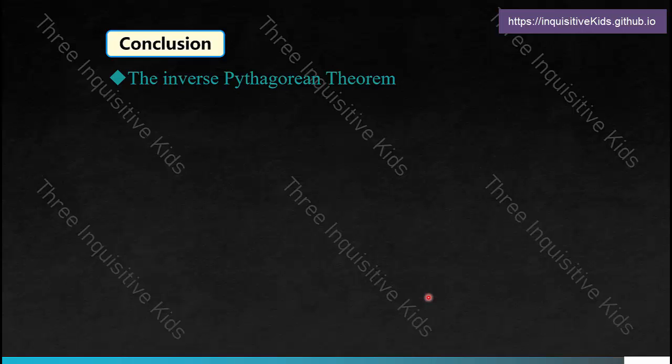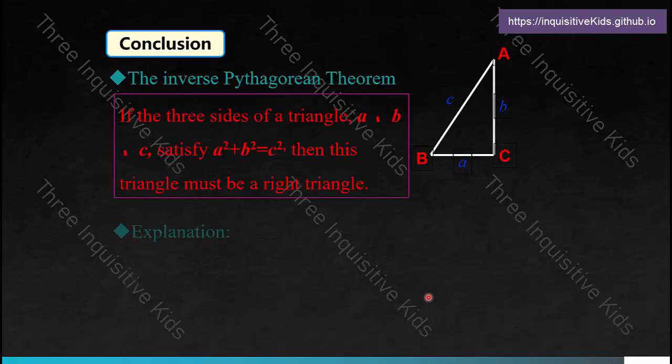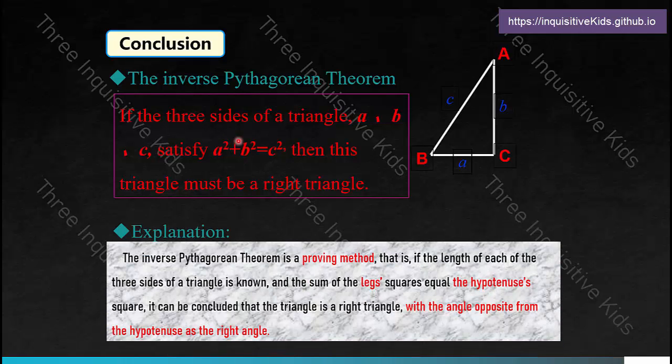So here's the conclusion. The converse of the Pythagorean theorem is that if the three sides of a triangle a, b, c satisfy a squared plus b squared equals c squared, then this triangle must be a right triangle. This is something that is worth copying down in your notepad right now, because it is something very crucial for solving word problems in the future.